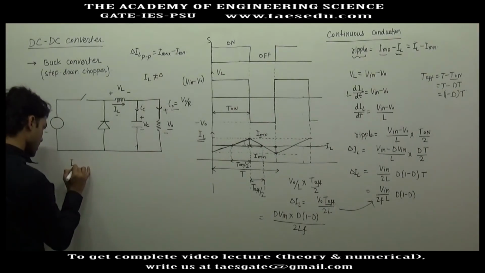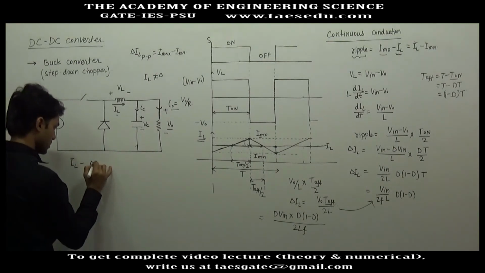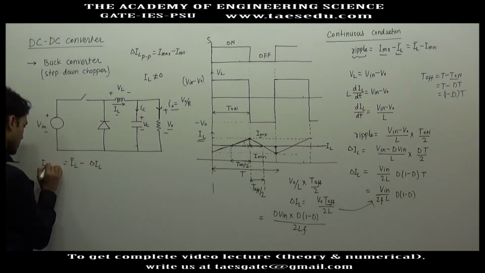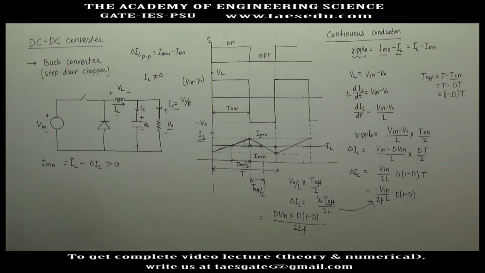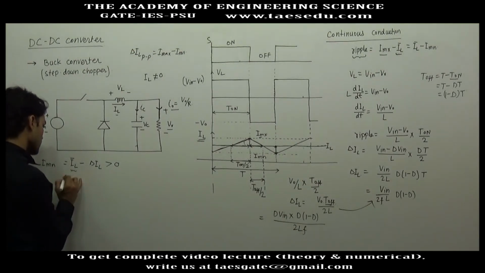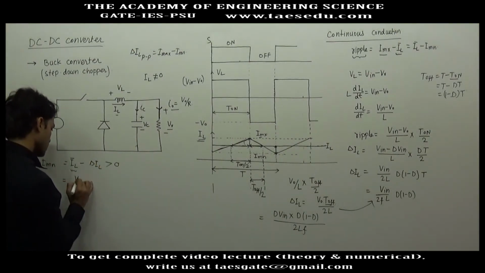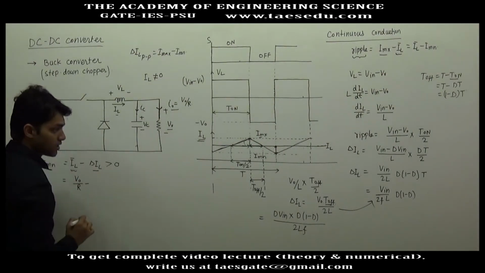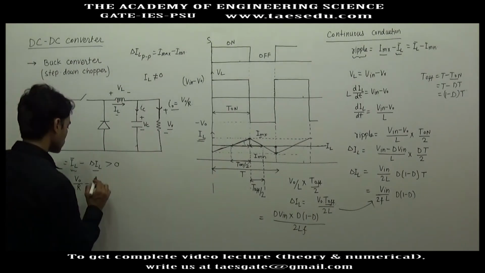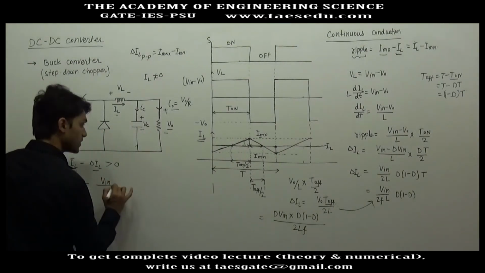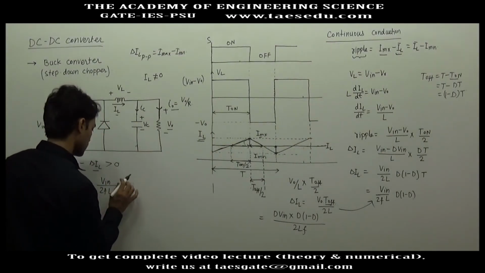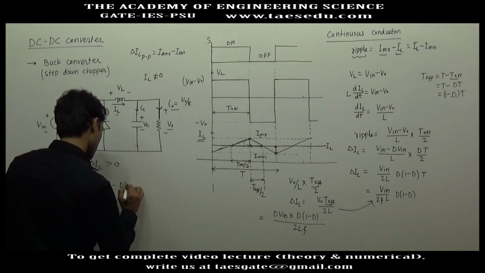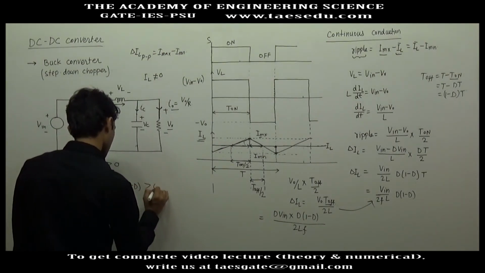I said that average inductor current minus delta IL is the minimum value of inductor current, and this must be greater than 0. The average value of IL is nothing but the average output current, so this is V0 divided by R, minus delta IL, which is V input divided by 2FL into D into 1 minus D. This must be greater than 0.